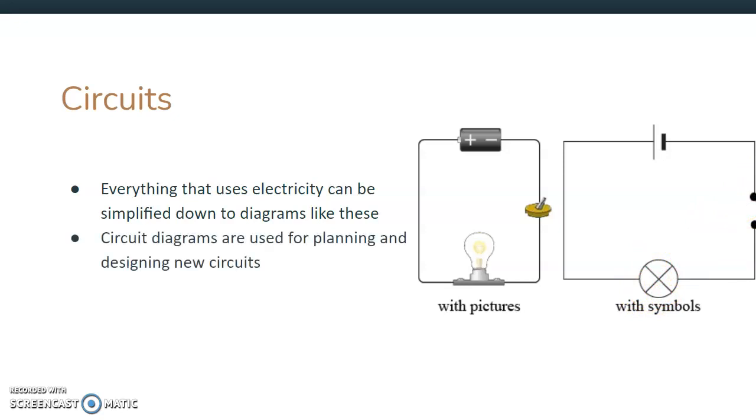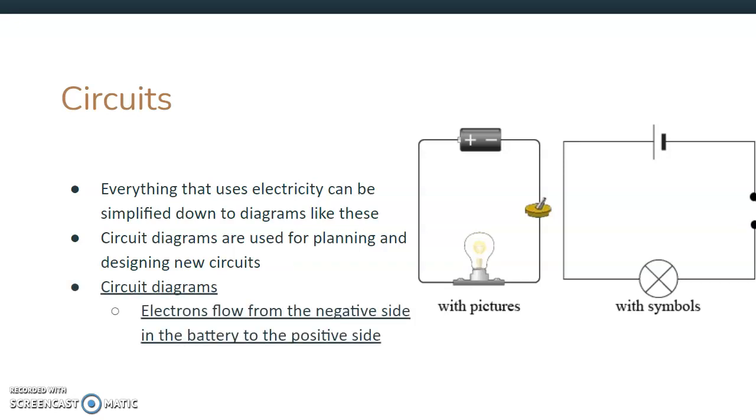These circuit diagrams are super important for planning and designing new circuits and even understanding old ones as well. By being able to put it on paper and simply draw it out, we can analyze the system, change it, and make it better.